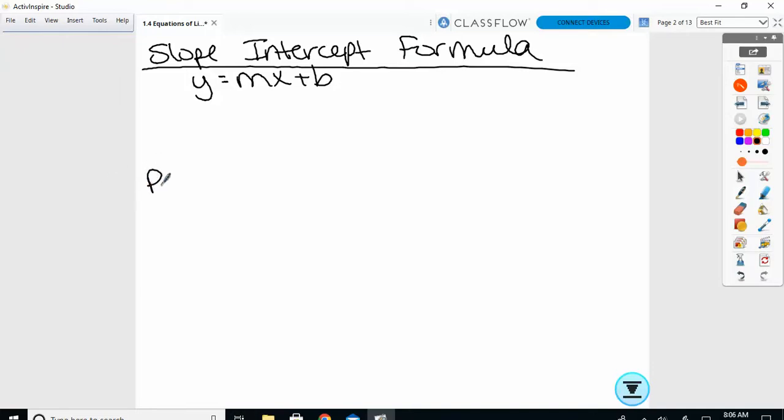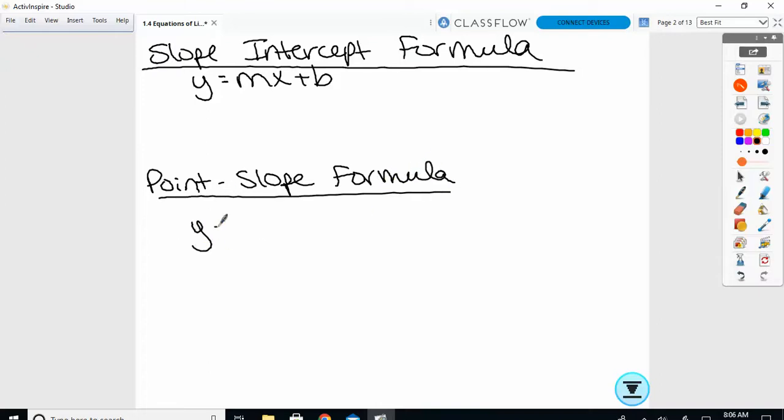The other option is point slope. And that one is y minus y sub 1 equals m times x minus x sub 1. So m is still your slope. X sub 1 and y sub 1 are from an ordered pair that's on the line, and then x and y are the variables x and y. So you can use either of these to write your equation.